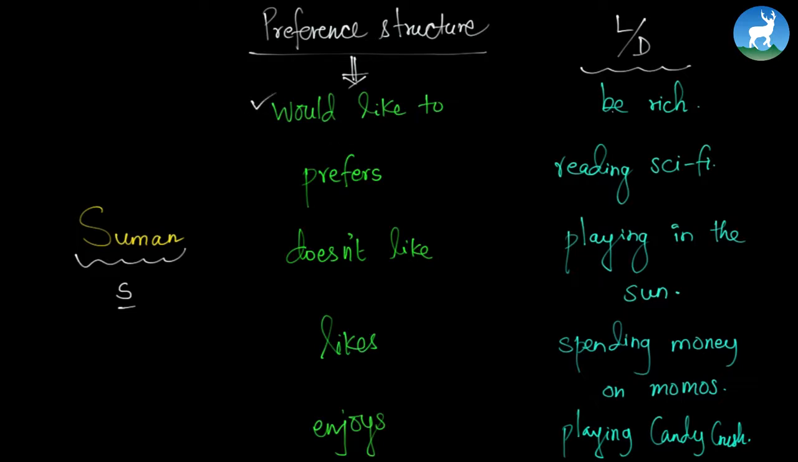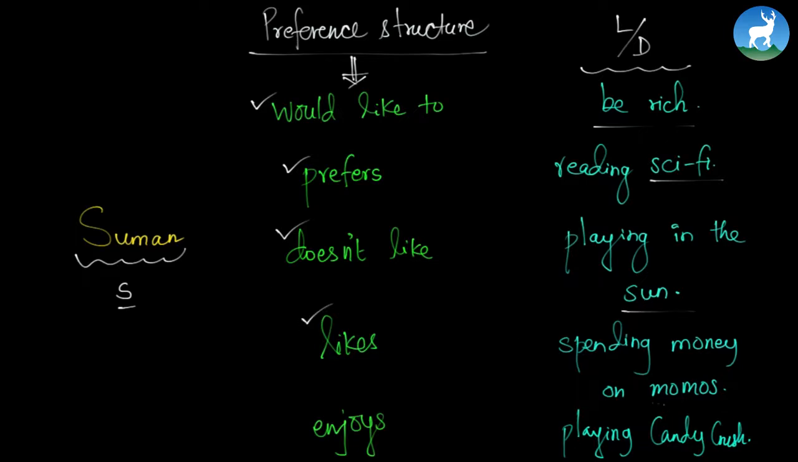Suman would like to be rich. Who doesn't like to be rich? Who would not like to be rich? So Suman would like to be rich. Suman prefers reading sci-fi. Everybody loves reading sci-fi. Not everybody, but most people, right? Suman doesn't like playing in the sun. I even do not like playing in the sun.